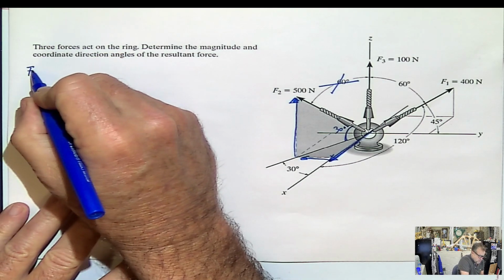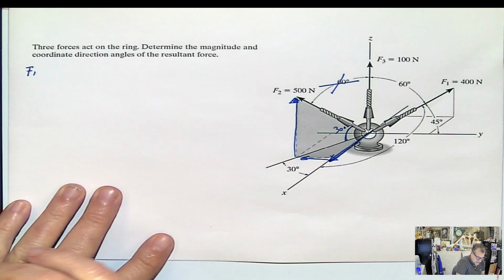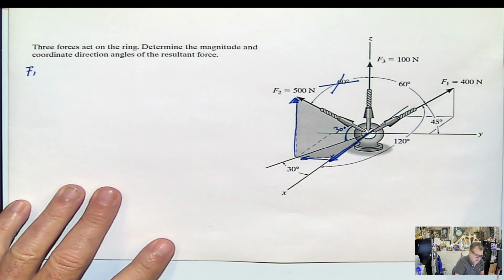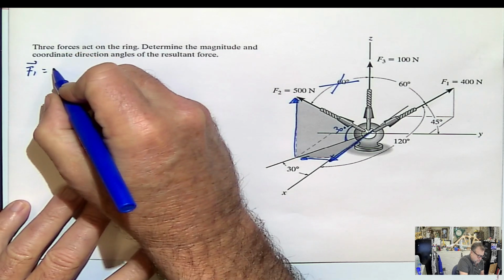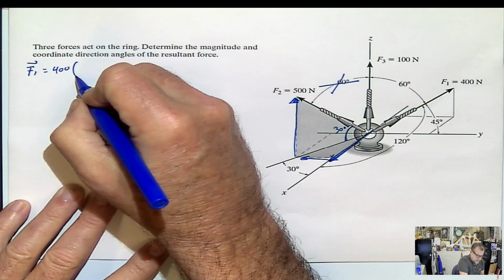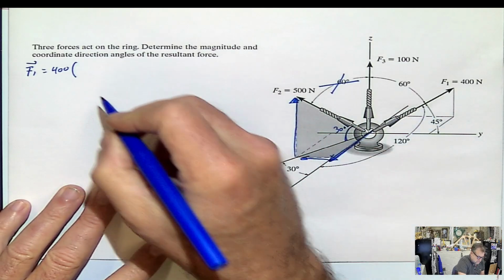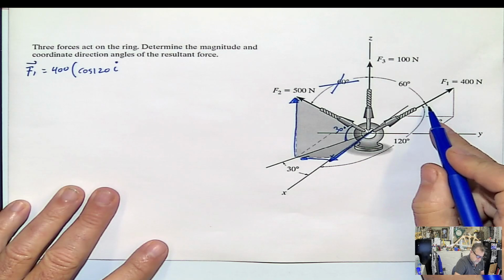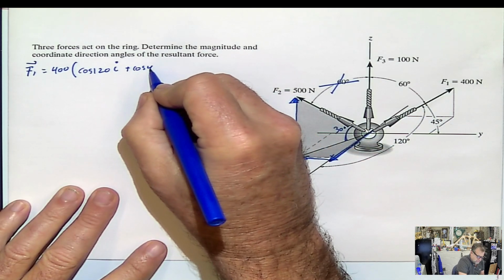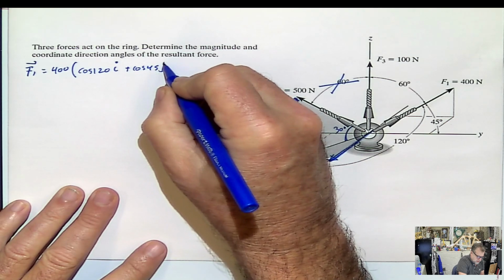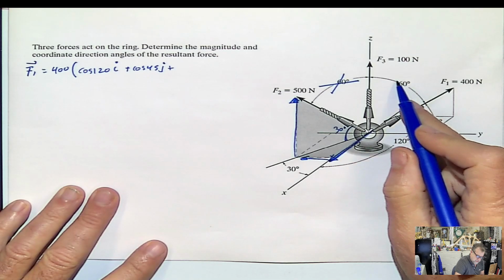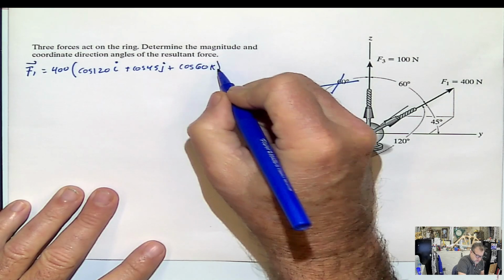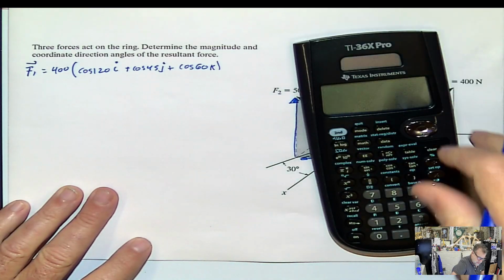So let's start with force 1. What do we know about force 1? We have the magnitude, and we have the coordinate direction angles. So basically we have the force 1 in Cartesian: the magnitude, 400, multiplied by cosine alpha, cosine 120 in the i direction, cosine beta, cosine 45 degrees in the j direction, and cosine gamma here in the k direction, or the z direction.